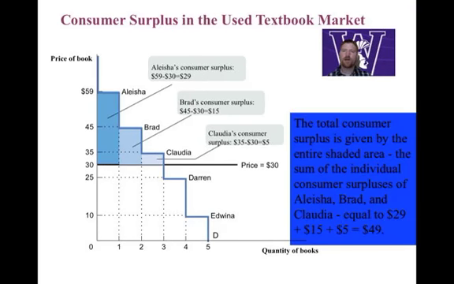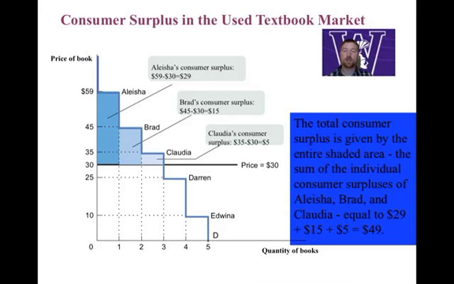So looking at the demand graph here, what happens if the textbook is $30? Not a bad deal, by the way. So if the textbook is $30, Alicia, who's willing to pay $59, now has a consumer surplus of $59 minus $30, which is $29 of consumer surplus. Brad also has consumer surplus of $45 minus $30, which is $15. And Claudia also has consumer surplus of $5. The other ones were not willing to pay that much for it, so they did not buy the good.